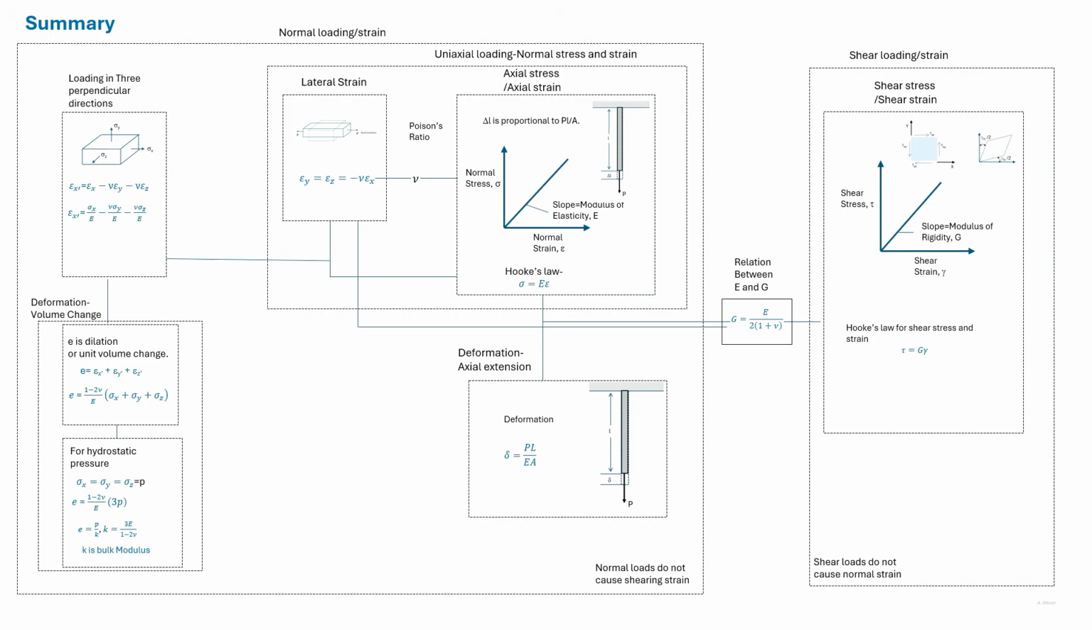We notice here that the relationship of shear stress and strain is somewhat analogous to the relationship between axial stress and strain. Also, the treatment in uniaxial direction, where we have found strain and then axial extension, is somewhat analogous to the treatment of loading in 3 directions, where we have found strain and then volume change.